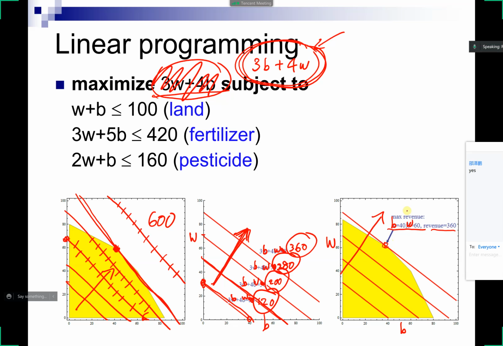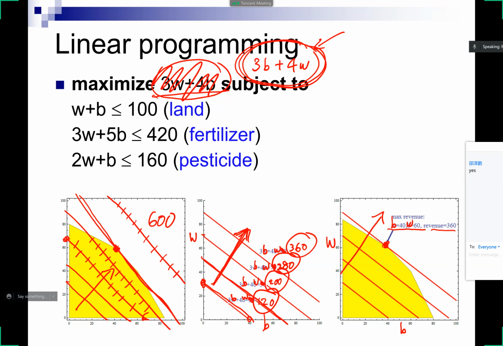If you go any farther in that direction, then you can increase your revenue, but you will no longer be feasible. So that's basically the approach that we're going to take to solving these linear programs: to try to find a line which is just barely touching the feasible region, possibly at just one point over here.